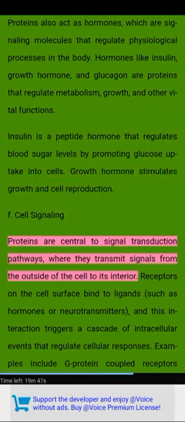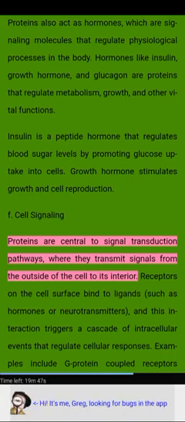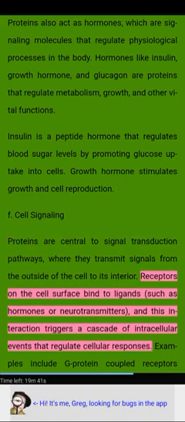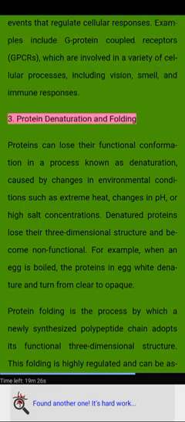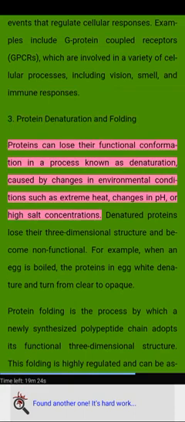F. Cell signaling. Proteins are central to signal transduction pathways, where they transmit signals from the outside of the cell to its interior. Receptors on the cell surface bind to ligands such as hormones or neurotransmitters, and this interaction triggers a cascade of intracellular events that regulate cellular responses. Examples include G-protein coupled receptors, GPCRs, which are involved in a variety of cellular processes, including vision, smell, and immune responses.